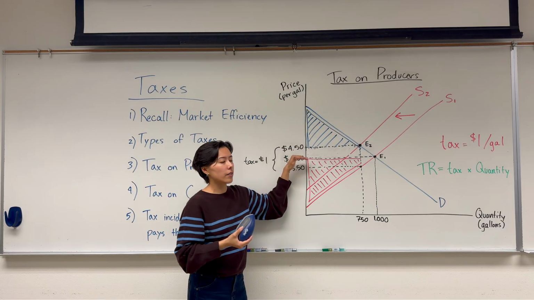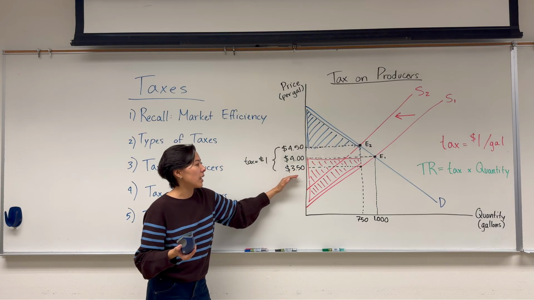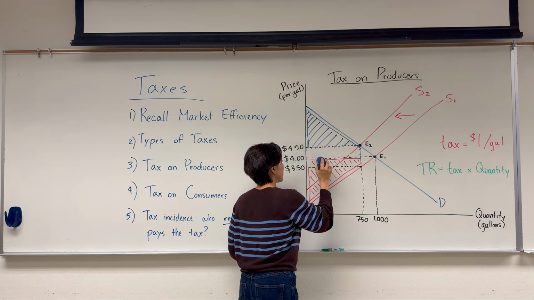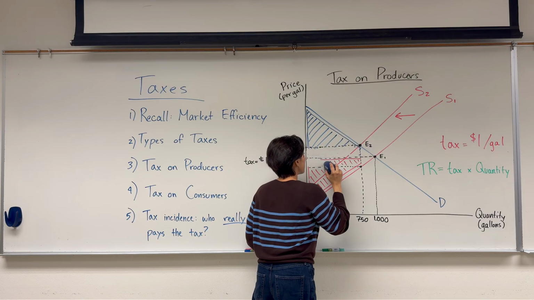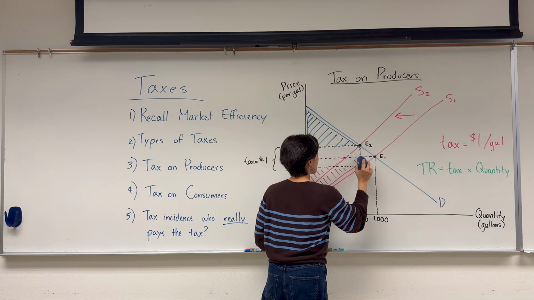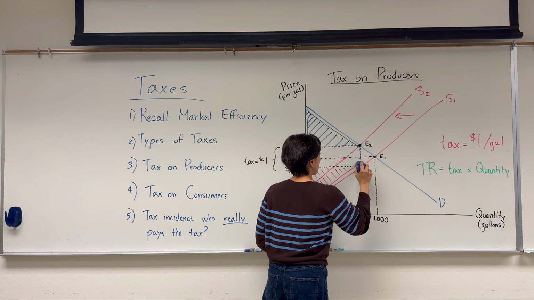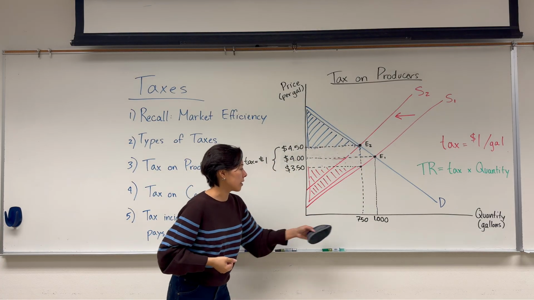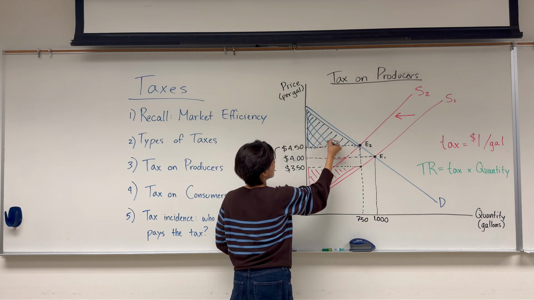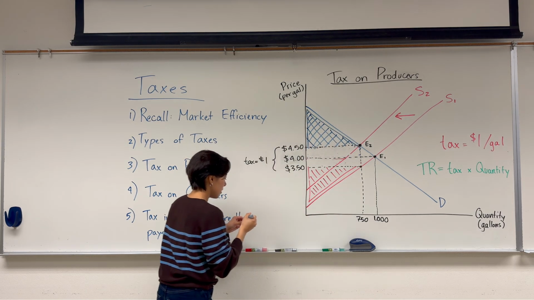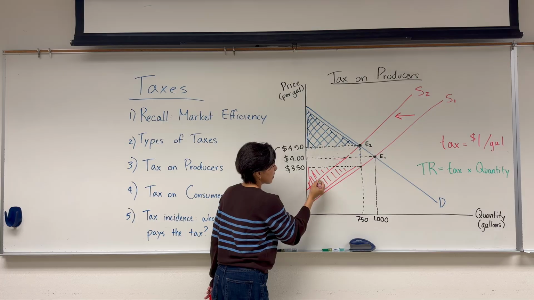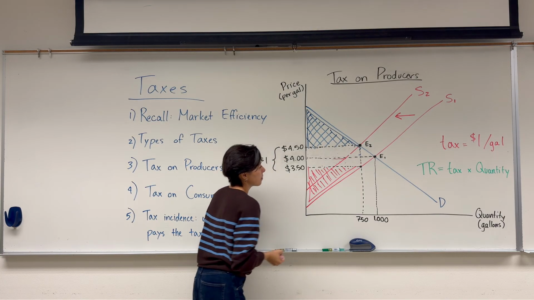Same thing is true for my producers. So they were originally receiving a price of $4 per gallon. After tax, they only get to keep $3.50 per gallon. And so this is shrinking the area of my producer surplus. All right, so my new triangle for consumer surplus after the tax is everything in this area. And my new triangle for producer surplus after the tax is everything in this area.